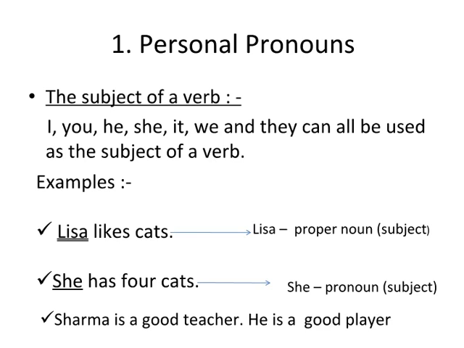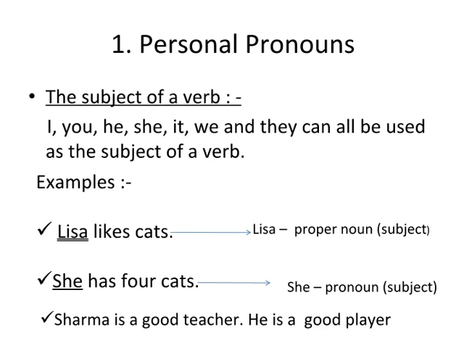Subject and object pronouns. Personal pronouns can be either subjects or objects in a sentence. Subject pronouns are said to be in the nominative case, whereas object pronouns are said to be in the objective case. The subject of a verb: I, you, he, she, it, we and they can all be used as the subject of a verb. Lisa likes cats.